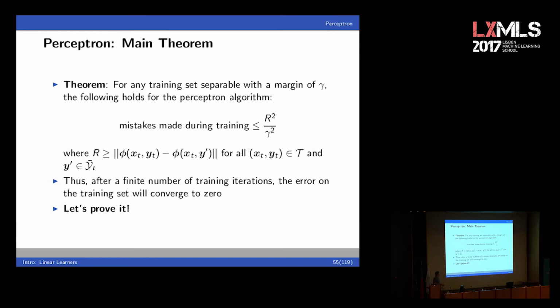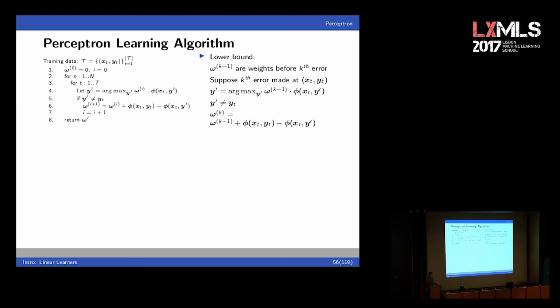Okay, but now let's prove it. This is again the algorithm, and what we do is we derive a lower bound on our weights, and we derive an upper bound on our weights. So the weights that we end up with after learning, and then what's nice about the algorithm, we can take the ingredients that we used in bounding from below and above, namely this R squared and the gamma squared, and bound the number of mistakes.